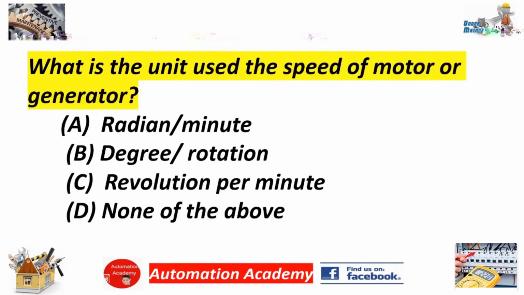What is the unit used for the speed of motor or generator? A. Radian per minute. B. Degrees per rotation. C. Revolution per minute. D. None of the above. Answer: revolution per minute.